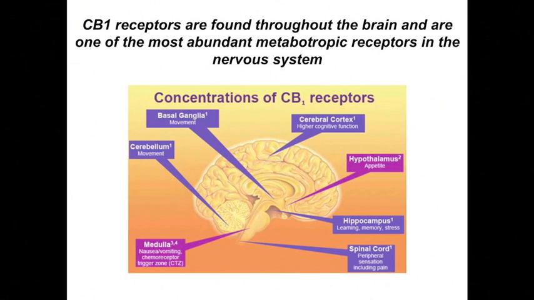And CB1 receptors are found throughout the brain and are one of the most abundant metabotropic receptors in the entire nervous system. They're found in the cortex. They're found in the hypothalamus, which of course might be what underlies the munchies. They're found in the hippocampus. They're found in the cerebellum and a whole variety of other places as well.